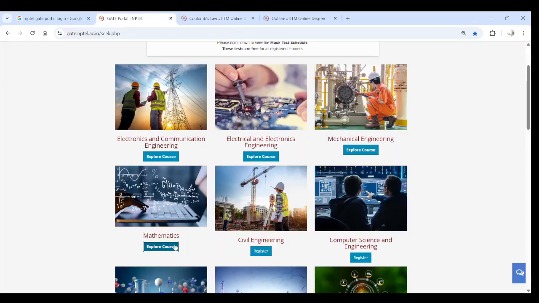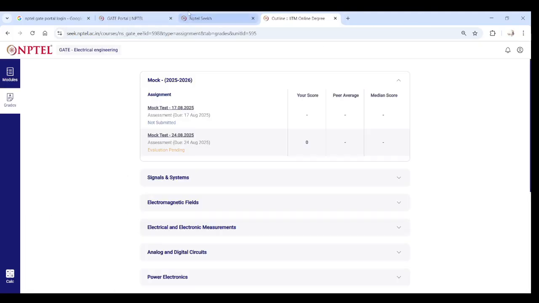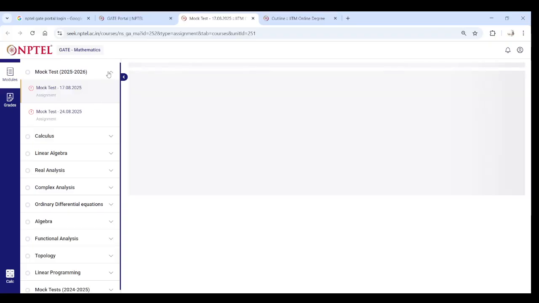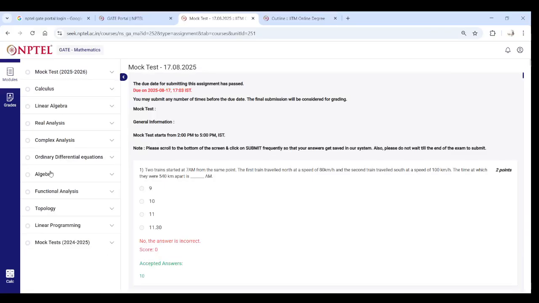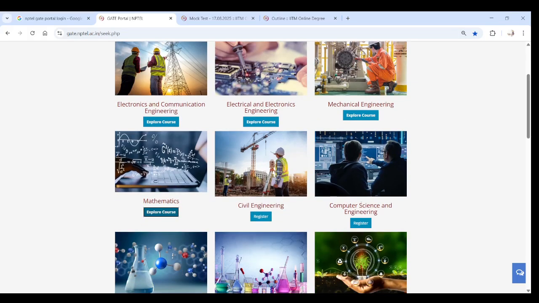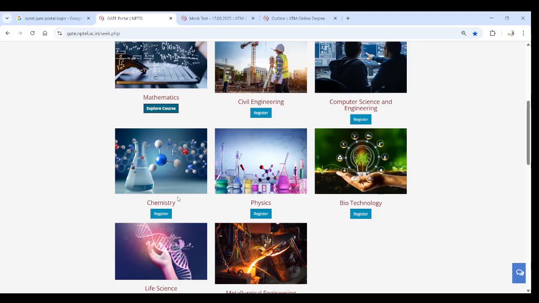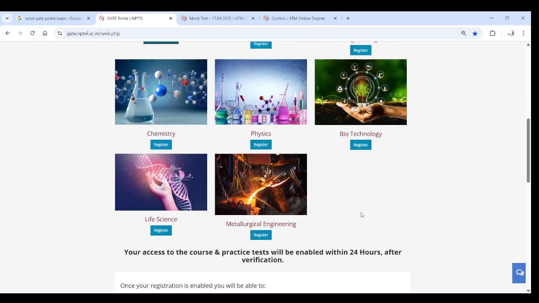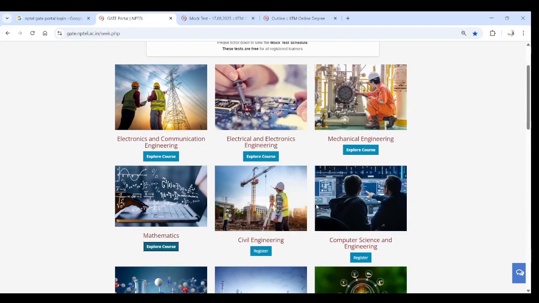Now if you go through the mathematics course, there is a mathematics course similar to electrical. It covers calculus, linear algebra, linear programming, topology, functional analysis, algebra, ordinary differential equations, complex analysis, real analysis. The subjects are electronics, electrical, mechanical, math, civil, computer science, chemistry, physics, biotech, life science, meteorology. Since we are mainly preparing these streams, they can explore through GATE NPTEL.